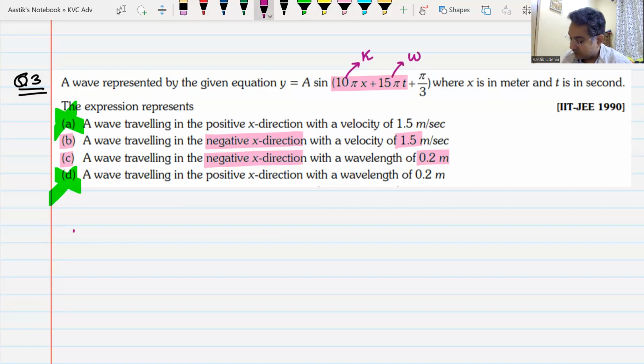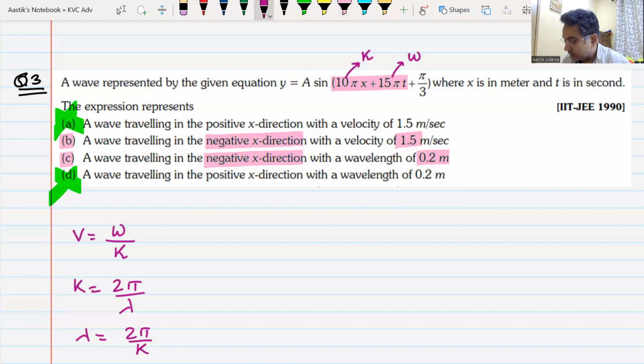How do you get the velocity? Velocity can be written as omega by k, yes or no? And k is 2 pi by lambda. From here, you can find out lambda. Lambda will be equal to 2 pi by k. You just have to put the values, get the answer, and stay happy. Do we understand this? Or has it gone above our head? Yes, we understood.